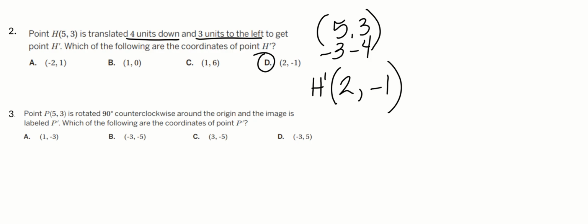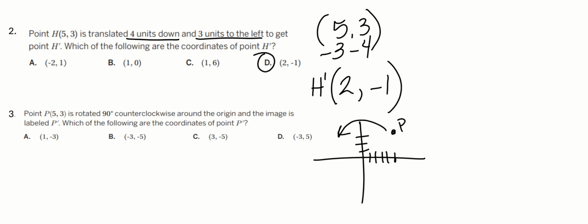All righty. And then point P is rotated 90 degrees counterclockwise around the origin, and the image is labeled point P prime. Which of the following are the coordinates of point P prime? So what we can do is kind of just make our own coordinate grid. We know that 5, 3 is here. Okay, so this is P. If I'm going 90 degrees counterclockwise, that is against a clock. So that means it's going to end up over here.